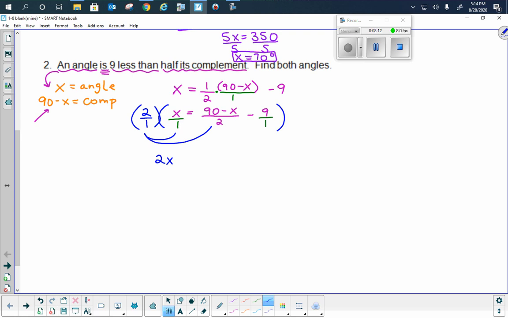You should be thinking the 2's are canceling. So each of the 2's are going to turn into 1 because 2 goes into 2 once. And then 1 times this quantity of 90 minus x. Well, 1 times anything is just itself. So I'm just going to get 90 minus x over 1, which is just 90 minus x. And then lastly, 2 over 1 times negative 9 over 1 will give me negative 18 over 1. And I don't have to write the over 1.